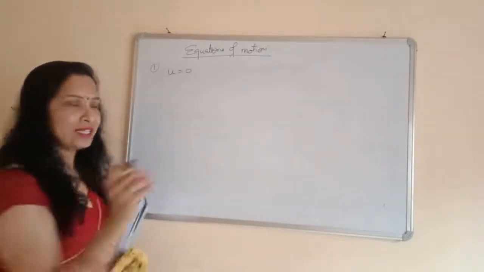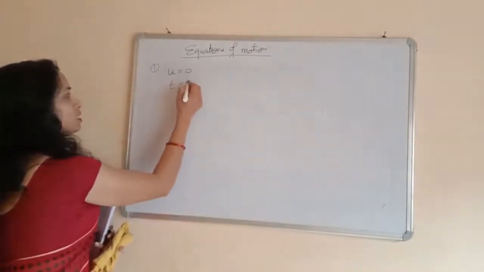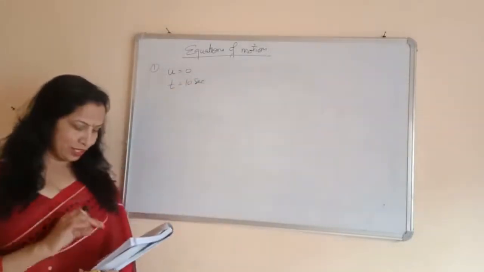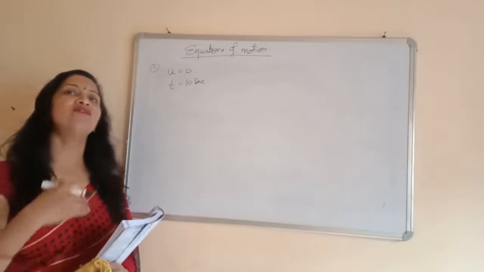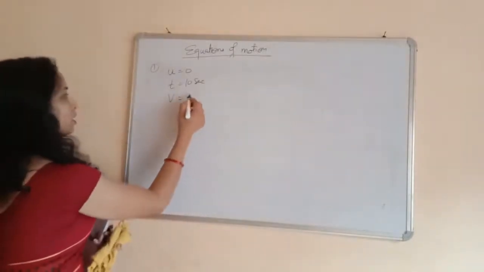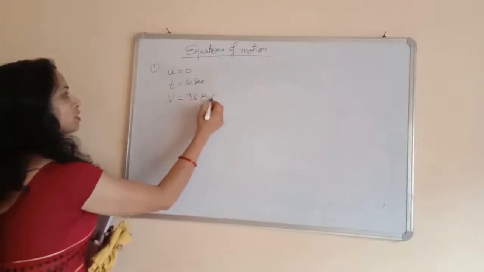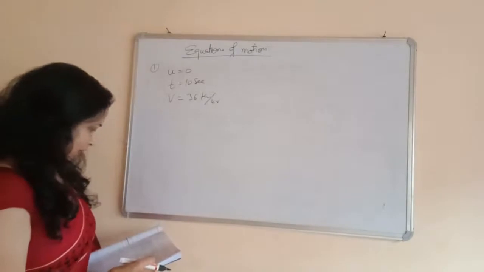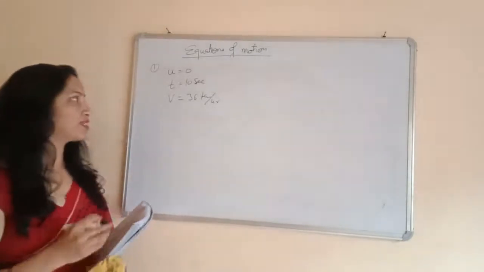And after 10 seconds, it means the time is how much? It is 10 seconds. It acquired the velocity of 36 km per hour. So what is this? This is the final velocity of the scooter. We will say it V. V is equal to 36 km per hour. Okay. And then what do you have to find? The acceleration of the scooter.